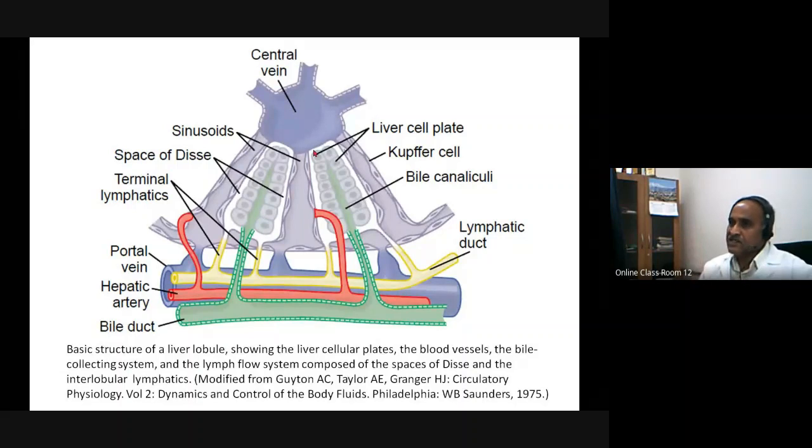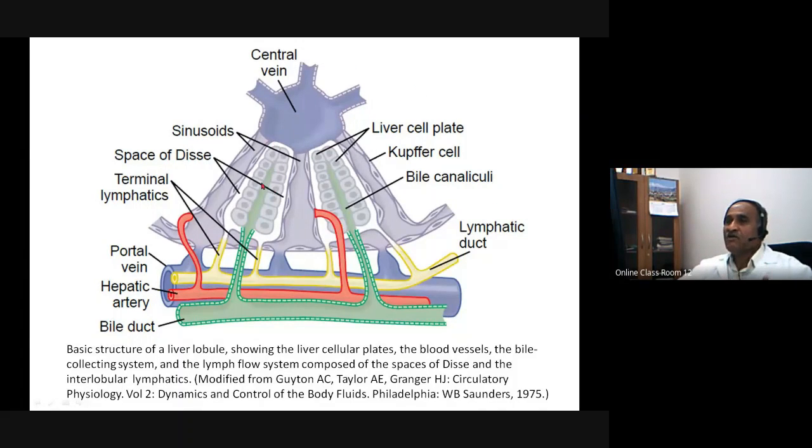It's a typical hexagonal structure, and you have those triads situated at each place. This is a triad of a portal vein, hepatic artery, and bile duct. Lymphatic duct, so whatever things are reabsorbed will enter through the thoracic duct and empty into the atrium. So that means all things reach the heart.